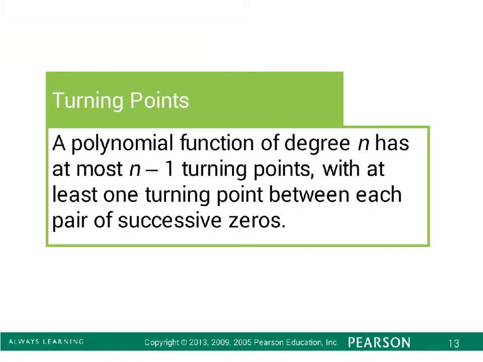Now, to determine the number of turning points your graph has, it is going to be at most the degree of the function minus 1. So say I have the function f of x equals x cubed minus 2x plus 1. Say I have this function right here, and I'm trying to determine the number of turning points. Well, there's going to be at most the degree of the function, 3, minus 1 turning points. So there's going to be at most 2 turning points for this graph right here.